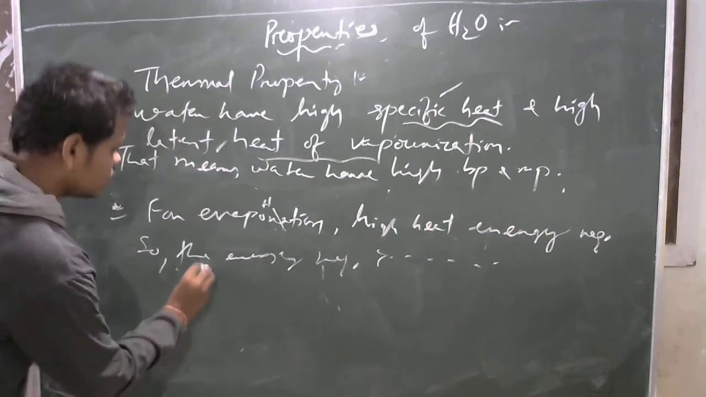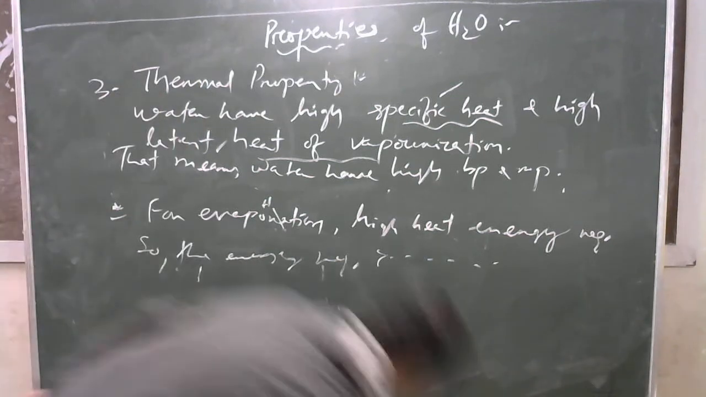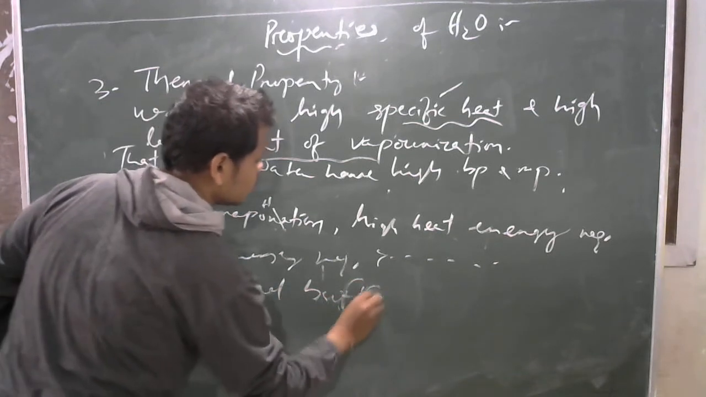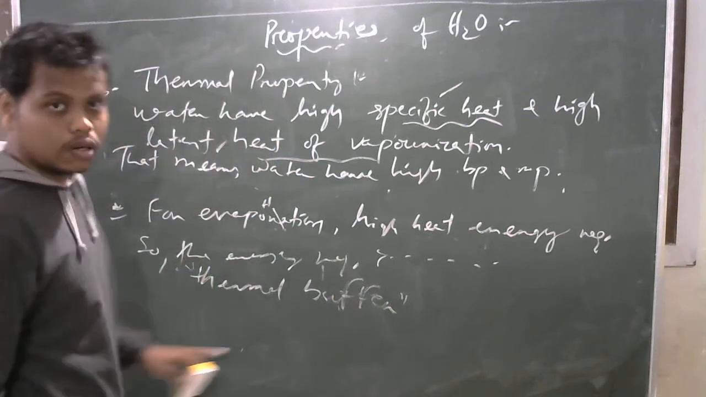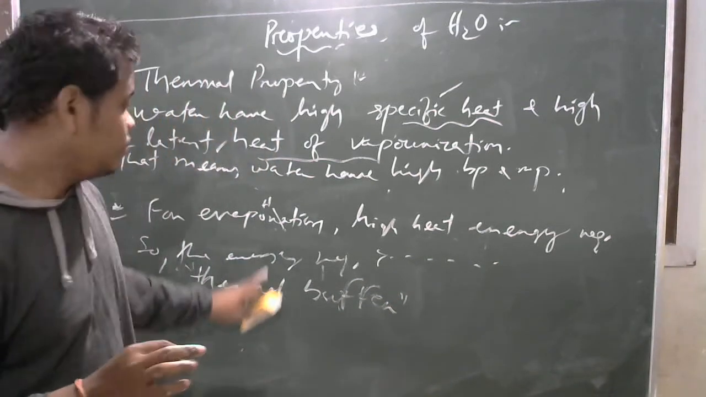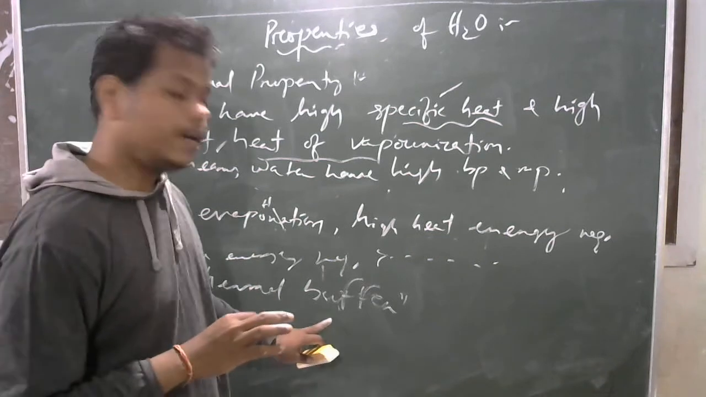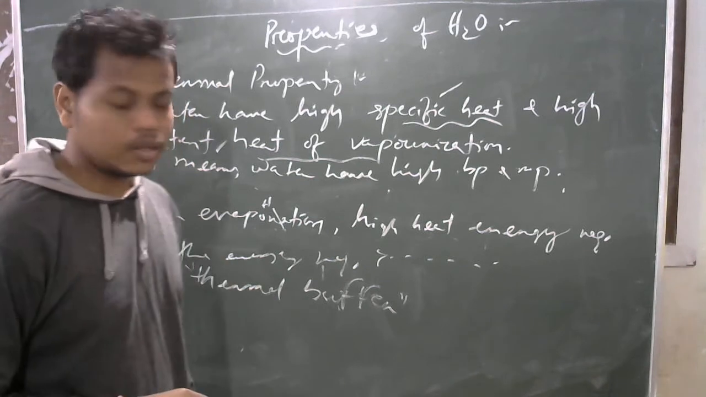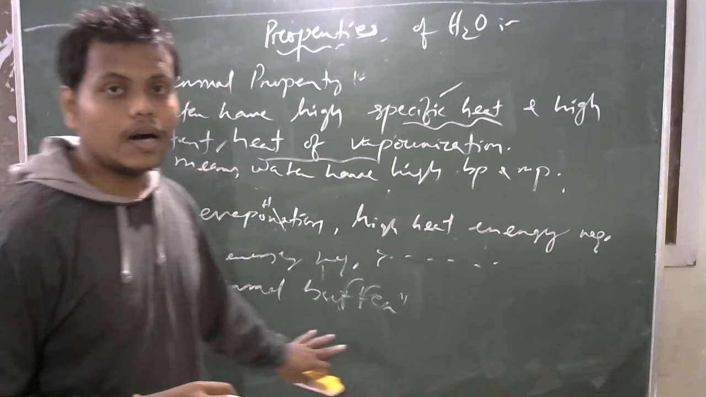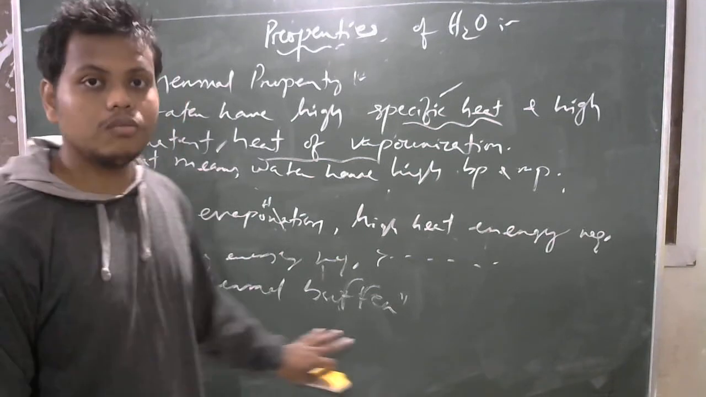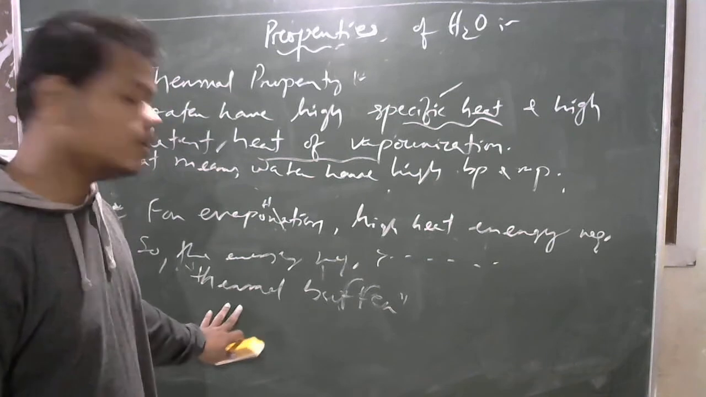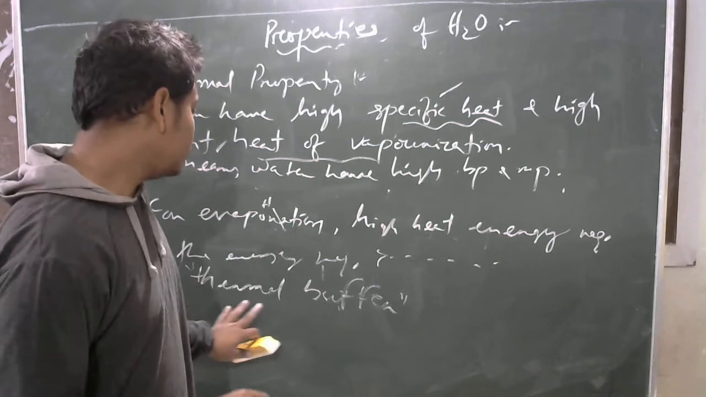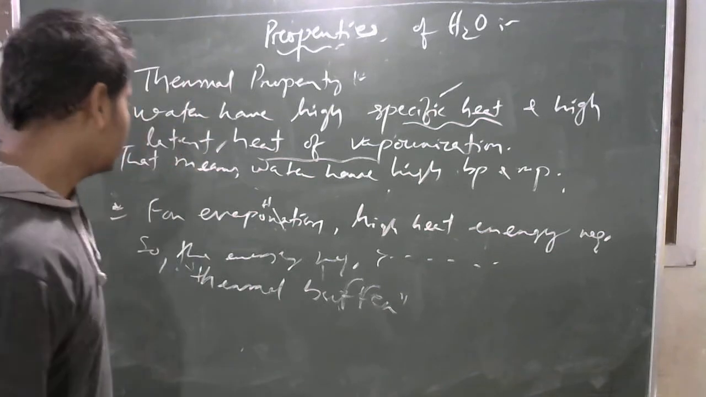Water is also called a thermal buffer. Why is water called a thermal buffer? Because water evaporates from our body and maintains the temperature of our body, keeping it from being overheated. Thermal refers to temperature, buffer refers to what maintains. What is maintained? Here, temperature. Because water maintains the temperature of our body, that's why water is also called a thermal buffer. Okay, this part is clear.